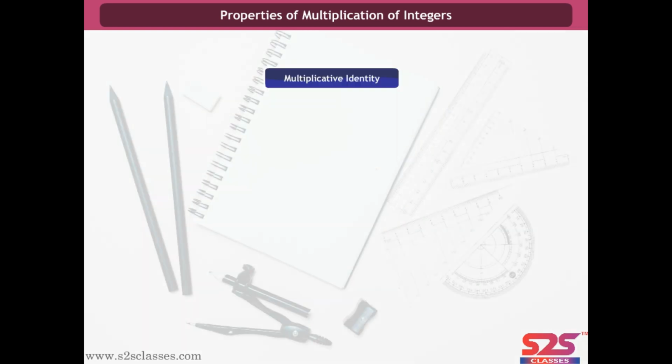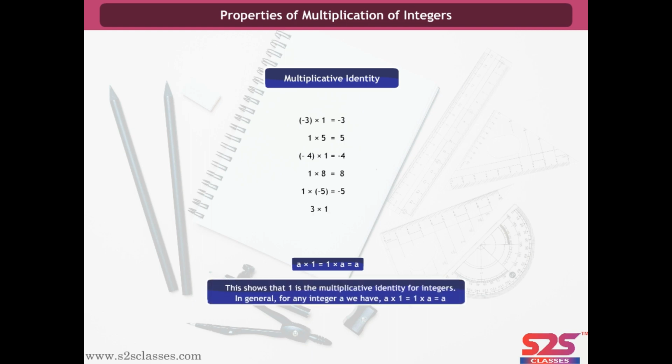Multiplicative identity. We know that 1 is the multiplicative identity for whole numbers. Let us check it with given examples. Thus, we conclude that A × 1 is equal to 1 × A is equal to A. This shows that 1 is the multiplicative identity for integers also. In general, for any integer A, we have A × 1 is equal to 1 × A is equal to A.